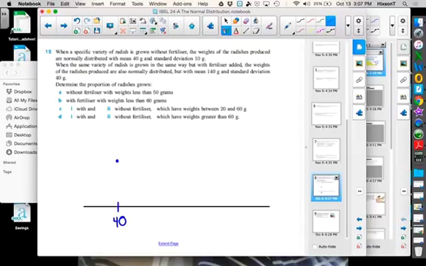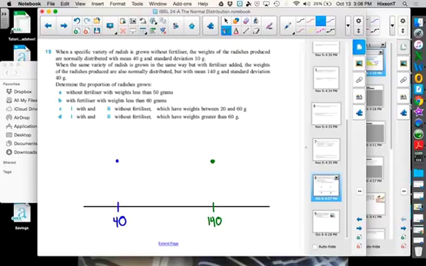Now up here, we have the same variety of radish grown the same way but with fertilizer added, and the weights are also normally distributed, but the mean is 140. So we're going to put that up here. And the standard deviation is 40 grams, okay? So you'll notice the fertilizer obviously makes them much larger, but there's also a much larger spread. So it's possible to still get really tiny ones even though you have fertilizer, but it's possible to get some really huge ones with the fertilizer, okay?